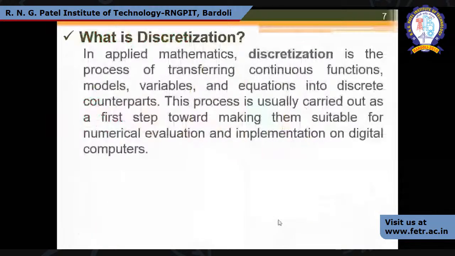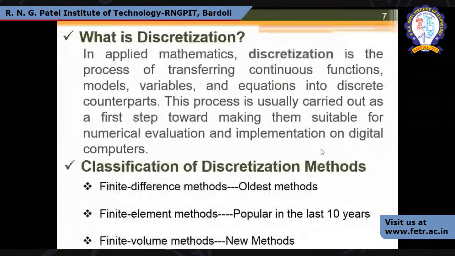So ultimately, what is discretization? In applied mathematics, discretization is the process of transferring continuous functions, models, variables, and equations into discrete counterparts. This process is usually carried out as a first step toward making them suitable for numerical evaluation and implementation on digital computers. So the classification of discretization methods is basically three types: finite difference method, finite element method, and finite volume method.